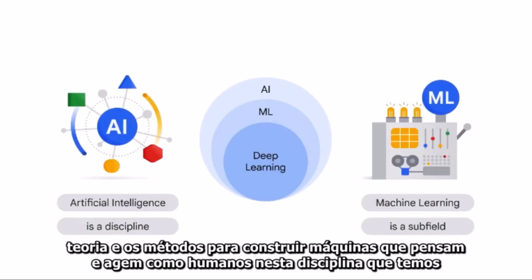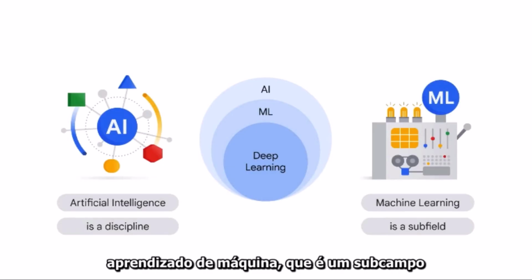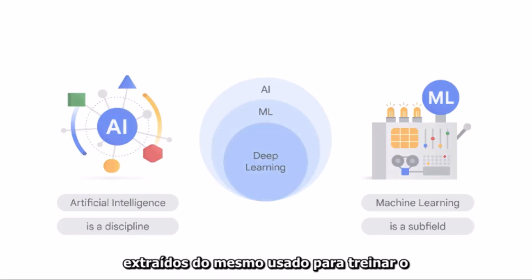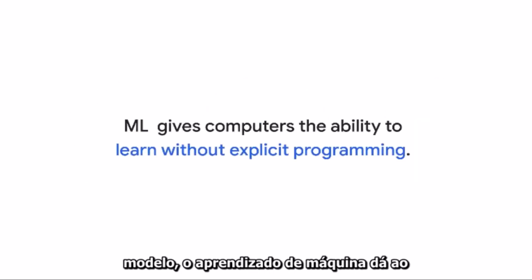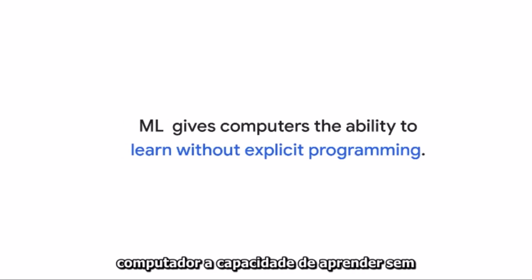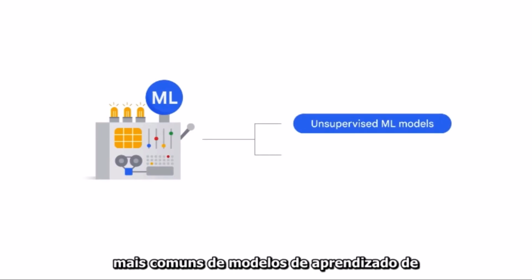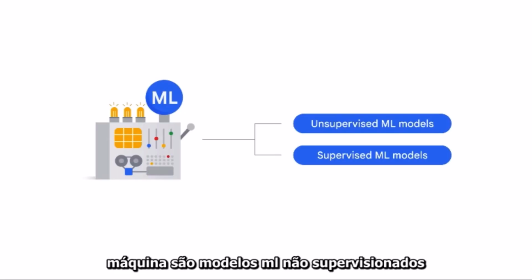In this discipline, we have machine learning, which is a subfield of AI. It is a program or system that trains a model from input data. The trained model can make useful predictions from new or never-before-seen data drawn from the same one used to train the model. Machine learning gives the computer the ability to learn without explicit programming. Two of the most common classes of machine learning models are unsupervised and supervised ML models.